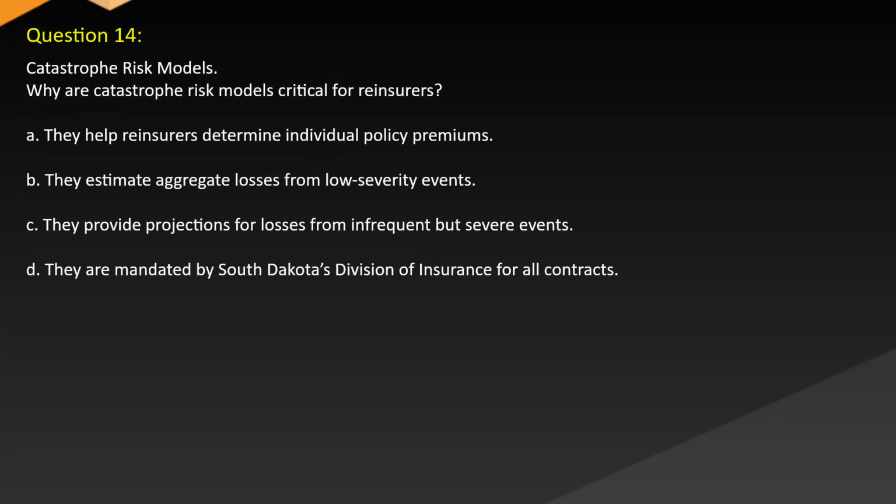Question 14. Catastrophe risk models. Why are catastrophe risk models critical for reinsurers? A. They help reinsurers determine individual policy premiums. B. They estimate aggregate losses from low-severity events. C. They provide projections for losses from infrequent but severe events. D. They are mandated by South Dakota's Division of Insurance for all contracts.